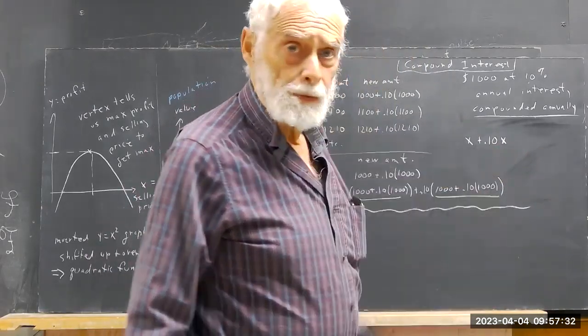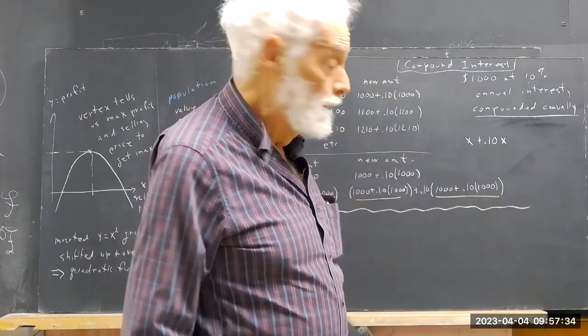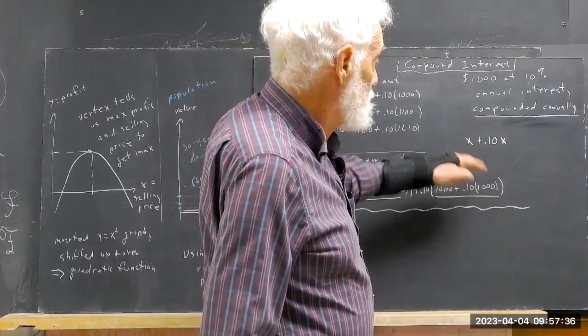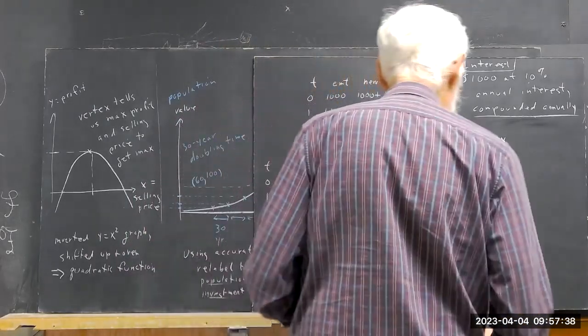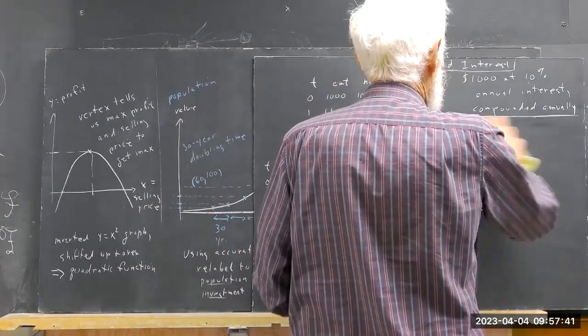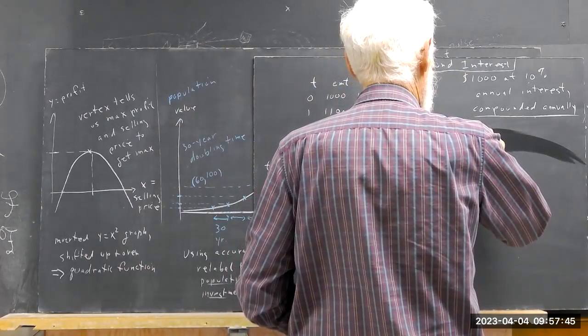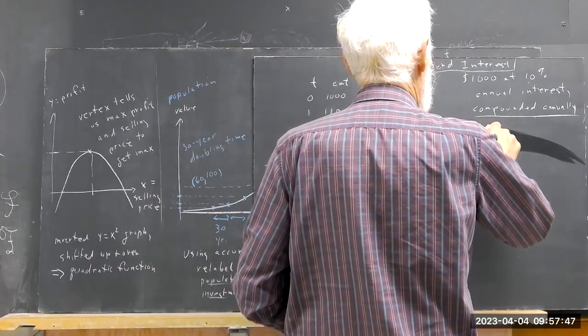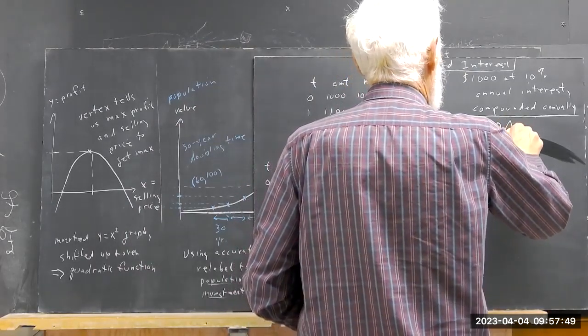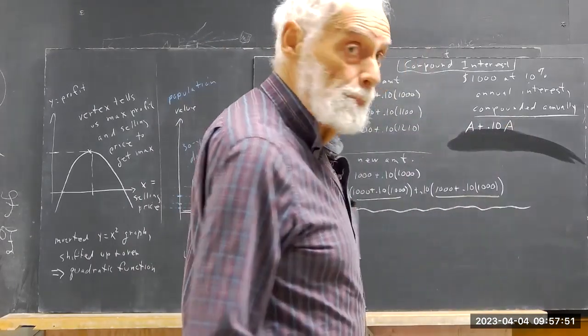So to just use X for the amount, we're not going to solve for X or anything, but whatever the amount is, we'll call it X. Actually, let's go ahead and call it A for amount, because it won't invoke the whole idea of solving. We've got amount plus 0.10 times the amount.